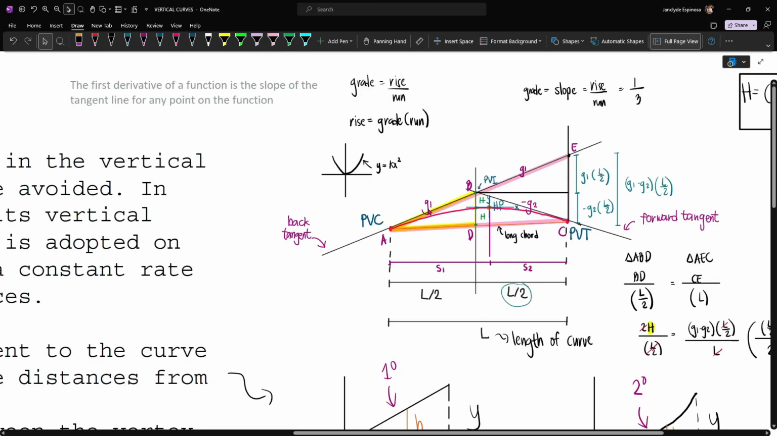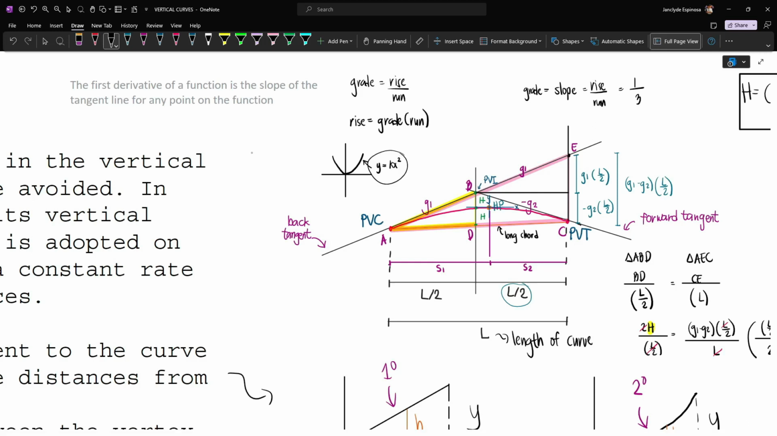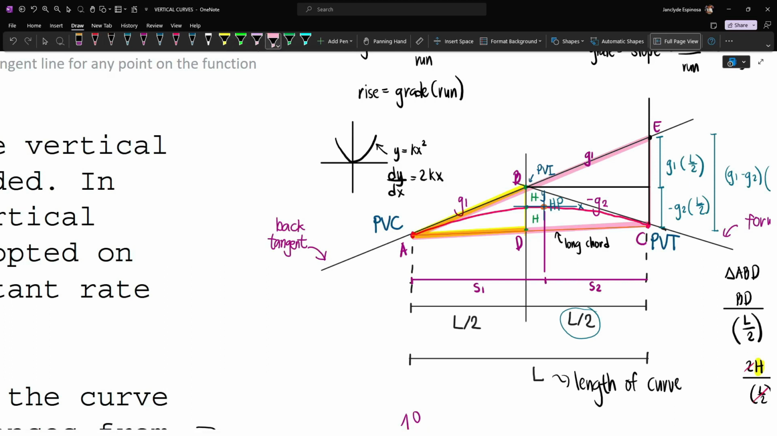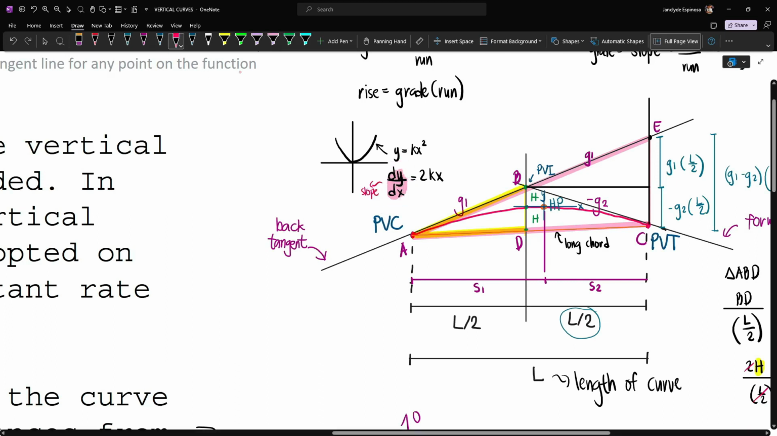Since we know the slope, which is g1 for the back tangent, and then for the forward tangent we have minus g2, then we can take the first derivative of this function so that we can identify the slope. So taking the first derivative with respect to x, this now becomes dy over dx is equal to 2kx. Now recall that dy over dx is simply the change in y with respect to the change in x. And so this defines our slope. Now since the slope corresponds to the grade, then we can actually change this into our grade. And then x right here is the horizontal distance.